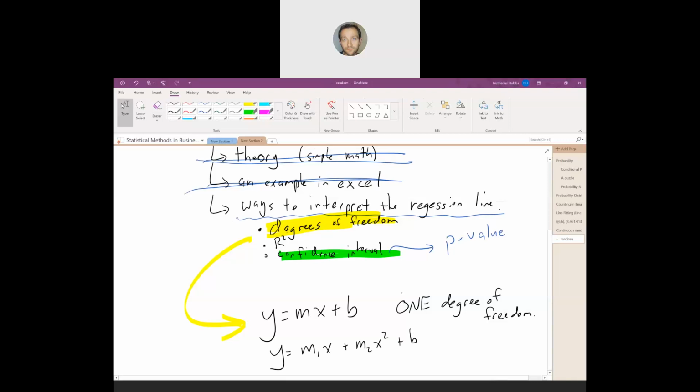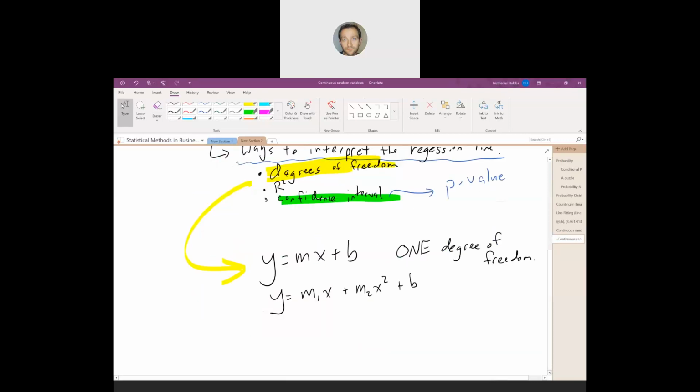For example, this. I'll get into this maybe some more in the next class, but this is still considered linear regression, even though the x is squared here. The linear here isn't talking about the x, it's talking about the m's.